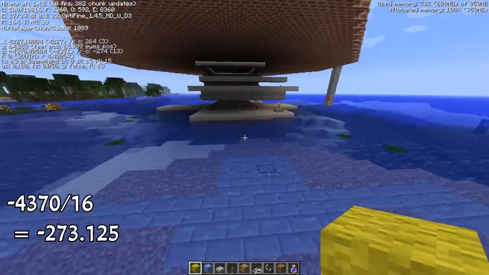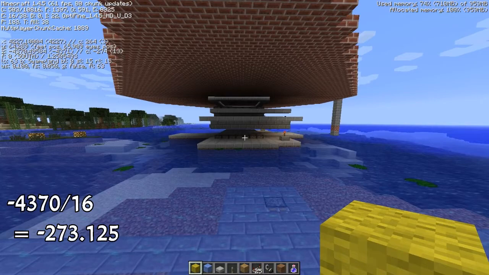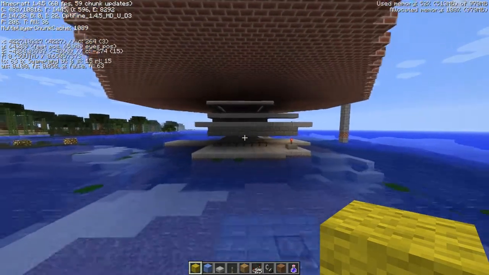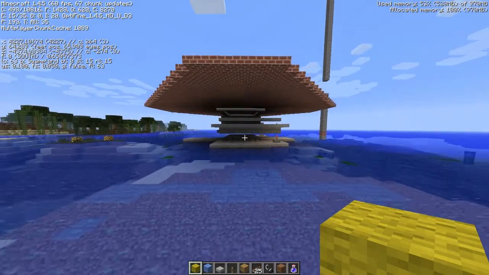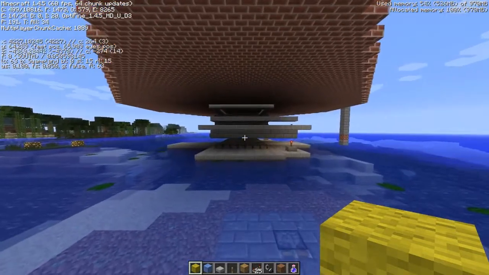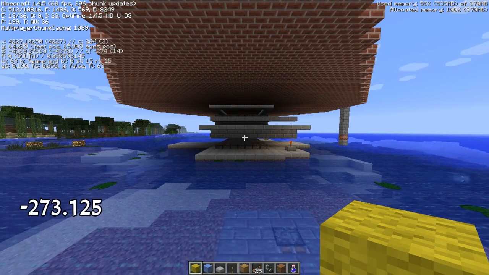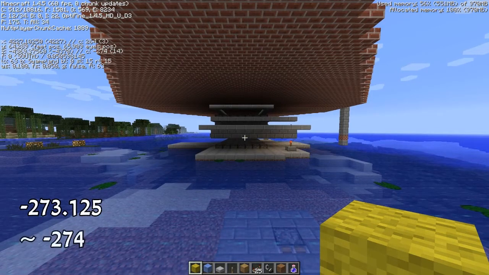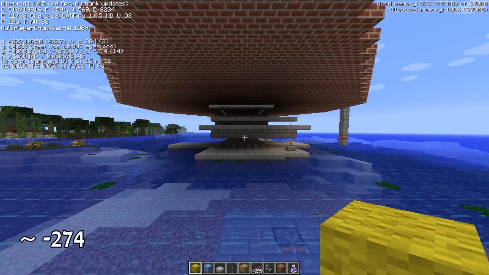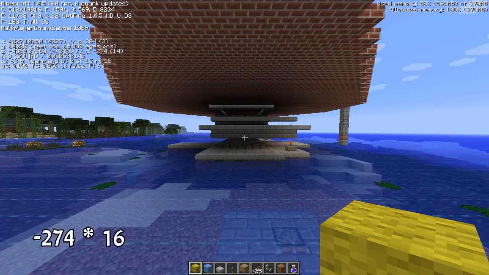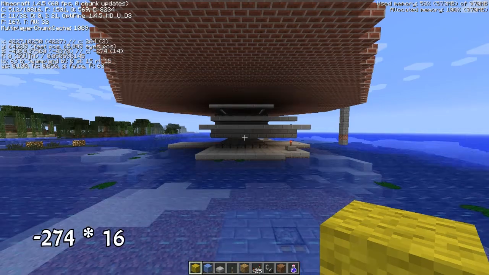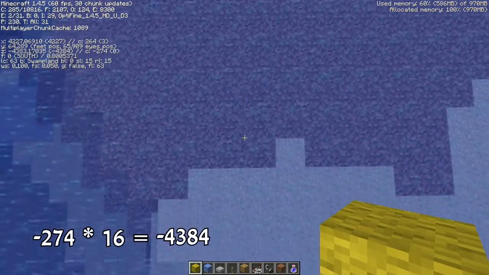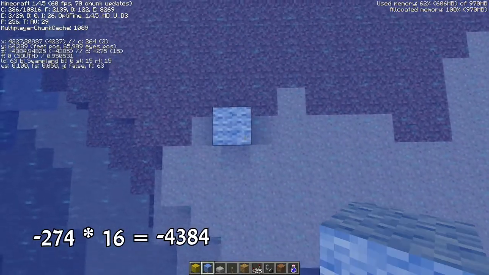That's going to give us 273.1 something. Was the number decreasing? I already forgot, sorry. Yeah, it was decreasing if we move away from the farm. So we round it up and that's going to give us 274 times 16. That's 4,384. This is right here.